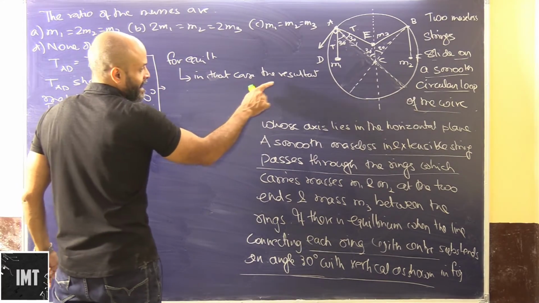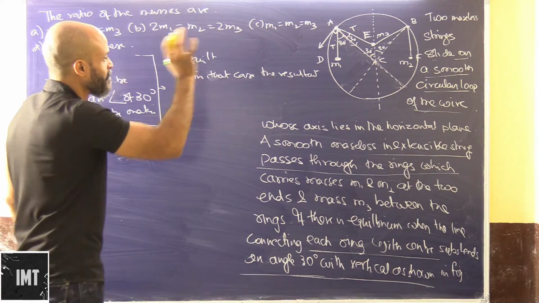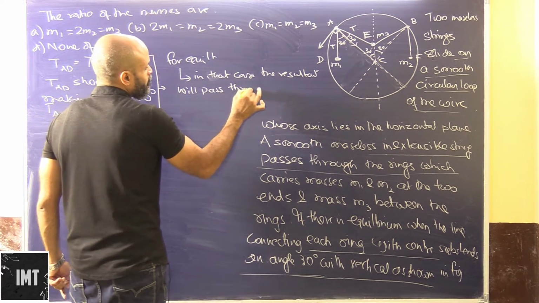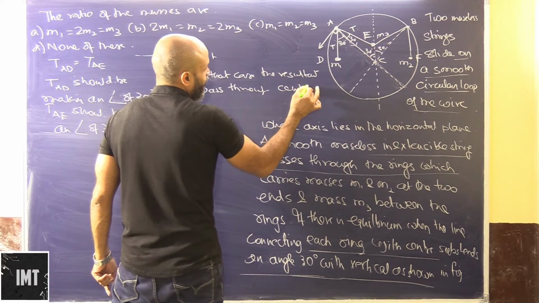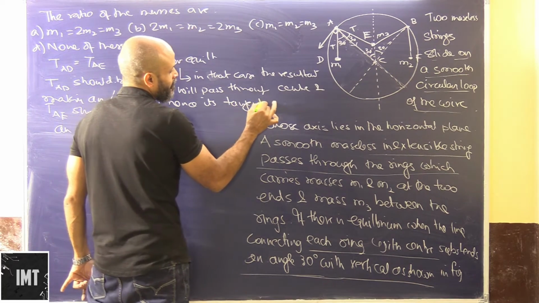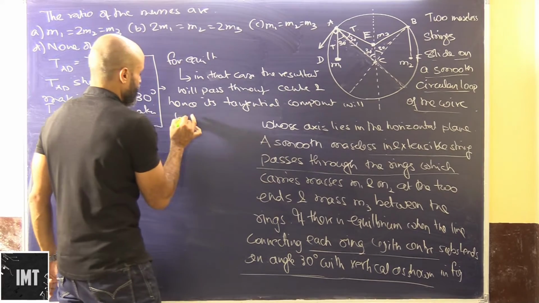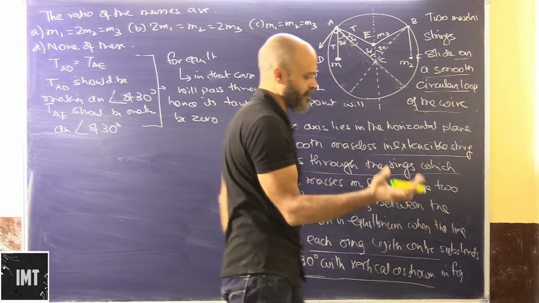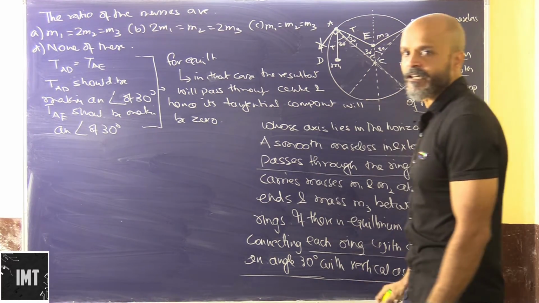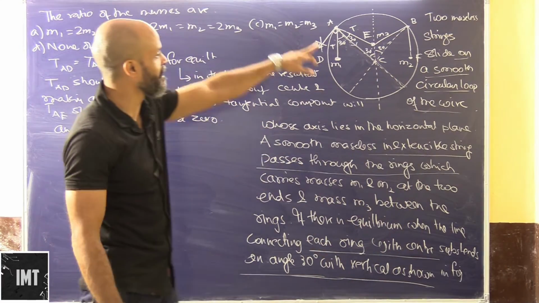Okay, so in that case this will be the resultant. We don't need to calculate this. The resultant will pass through the center, and hence its tangential component will be 0. We know that R cos 90 will be 0. So there is no acceleration that will happen in this case. Okay, so this is not going to slide down. Same will be applicable to this one as well.